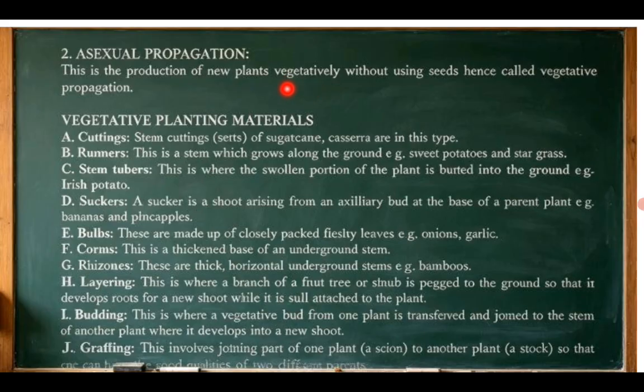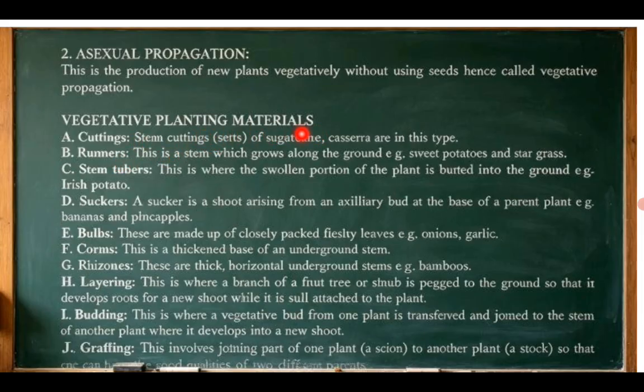In other words, using plant parts such as cassava, for example. You plant stems, cassava stems. When you are planting cassava, you don't use seeds. Sugarcane is another one. Plants such as ginger are grown this way. Okay, so this is the production of new plants vegetatively. Vegetatively means using the stems, the parts of the plants themselves, without using seeds. And this technique is sometimes known as vegetative propagation.